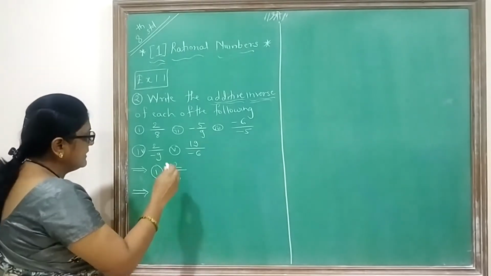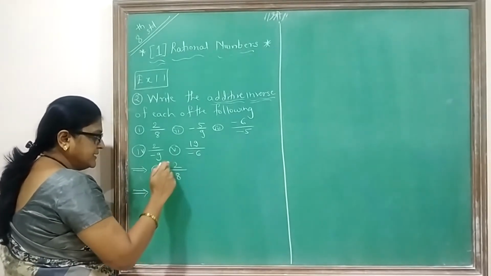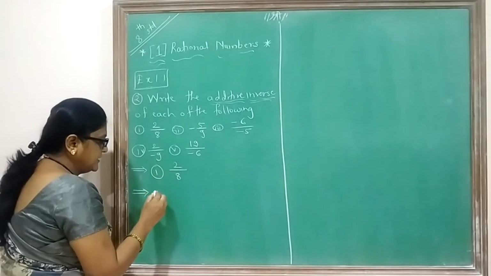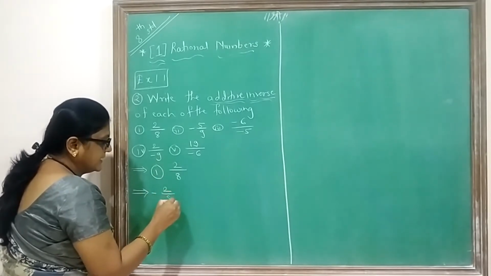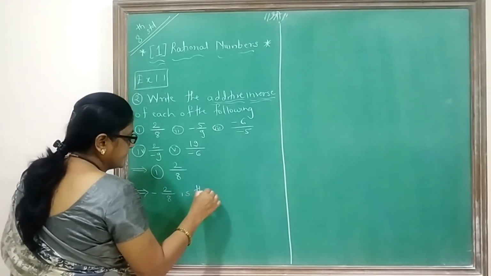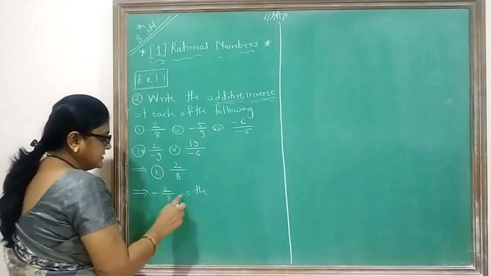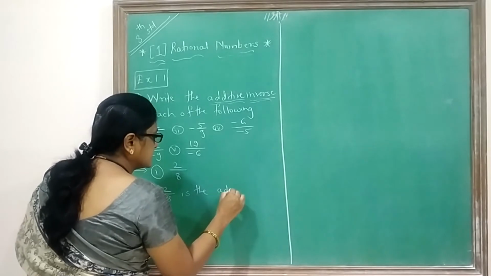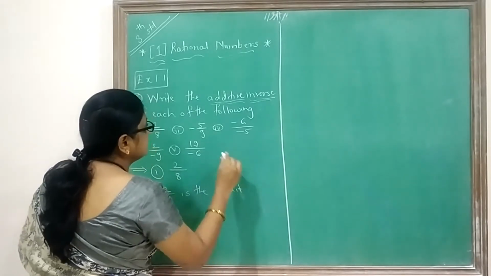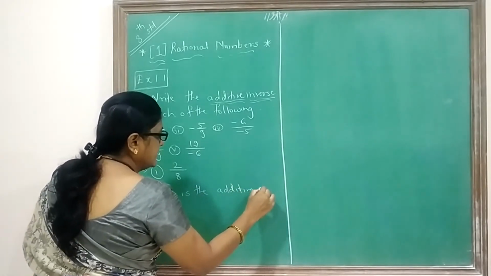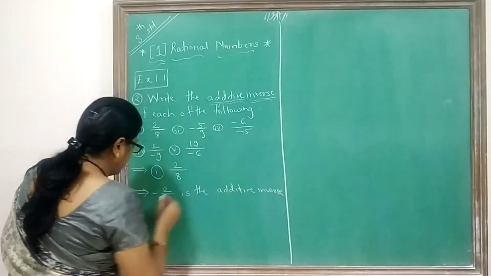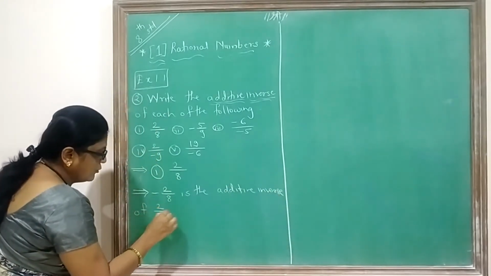Here plus 2 by 8 is present. Then you will write here minus 2 by 8. This plus sign will be converted into minus. Minus 2 by 8 is the additive inverse of 2 by 8.